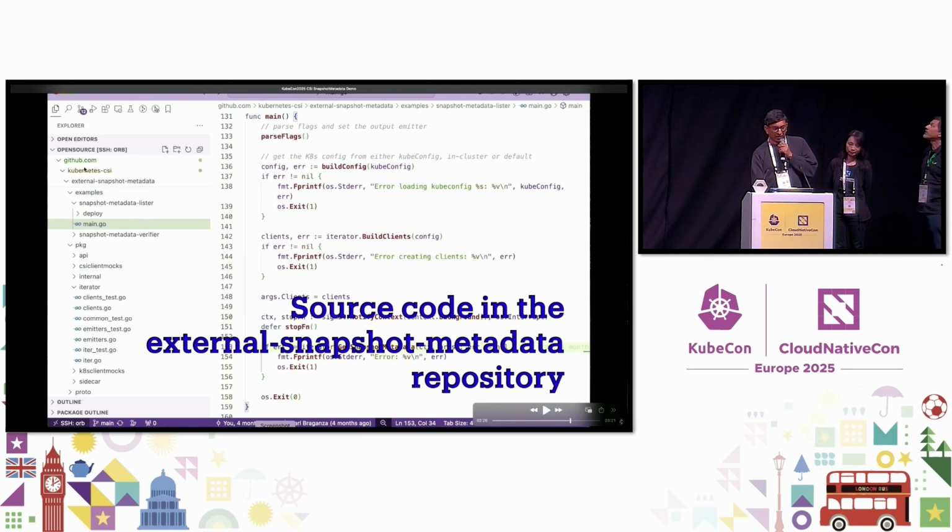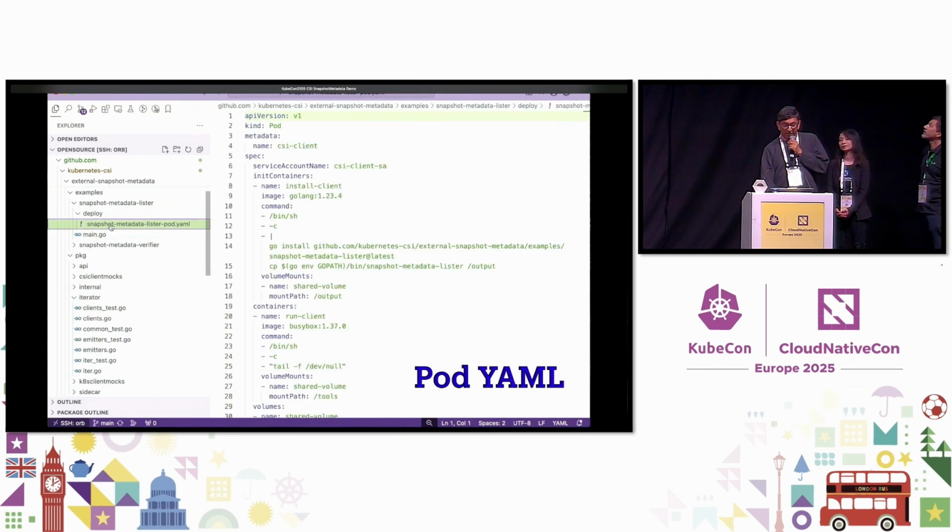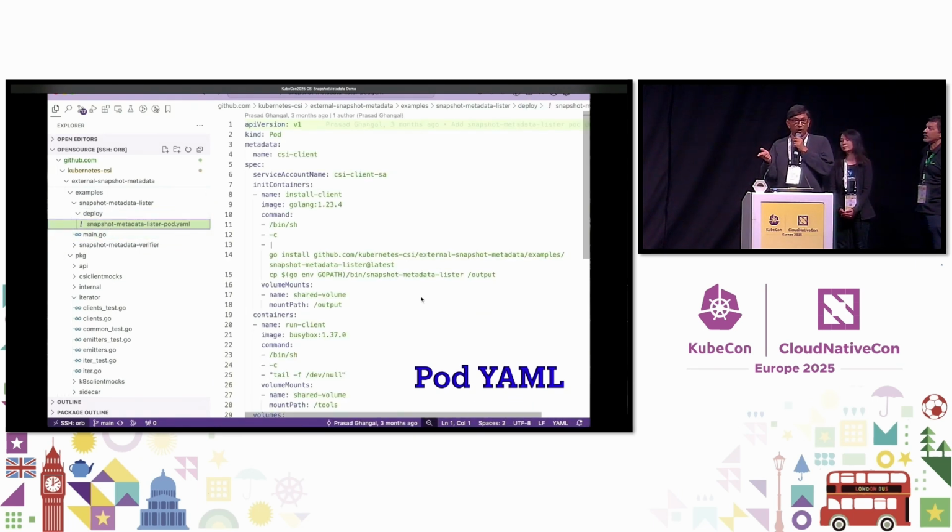A little segue into this tool and the code base. This is the Kubernetes external snapshot metadata repo. There is the examples subdirectory in which you'll find the snapshot metadata lister tool. This tool uses an iterator function. It also has the pod YAML for what we just launched as the CSI client. When you first run it, the YAML takes a little bit of time to start because it extracts the whole tool, builds it in your cluster, and then copies the data. That's done in an init container, and then it's ready to go with the compiled tool waiting for you.